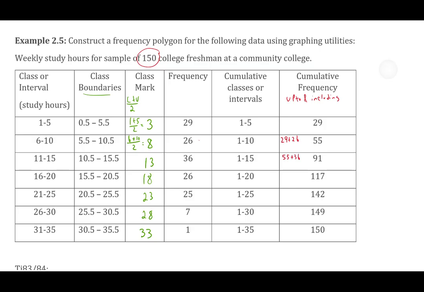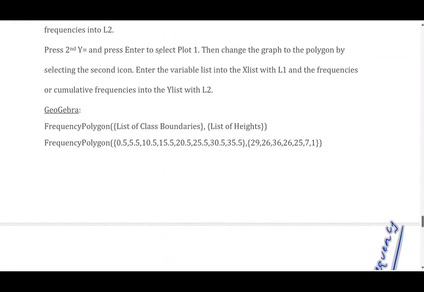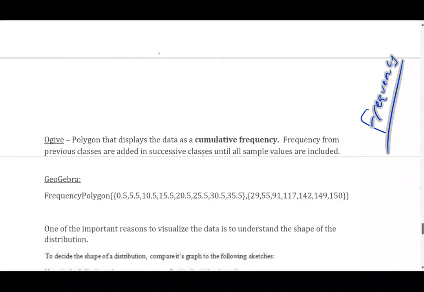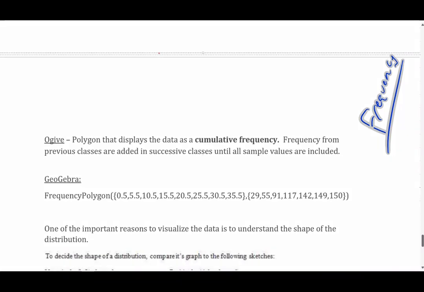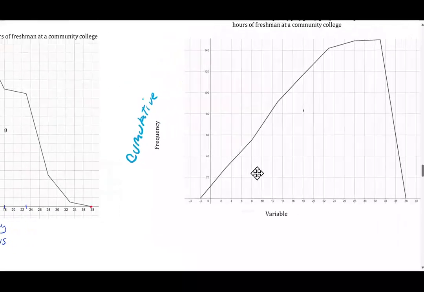So for our cumulative frequency, I'm just going to scroll through the notes here. Again, I'll make another video that explains these in detail. Our cumulative frequency polygon is called an ogive. This is a soft G, sounds like a J. An ogive is a polygon that displays the data as a cumulative frequency, where frequencies from previous classes are added in successive classes until all the sample values are included.